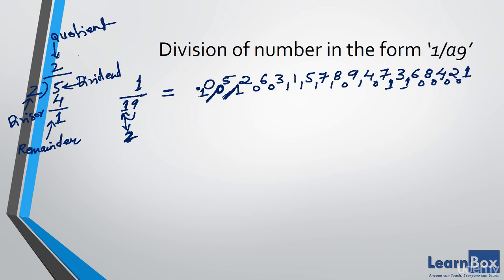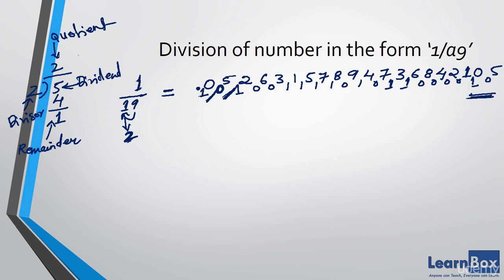So if we notice, we can continue this further after 1 also, then it will become 0 1 5 0. So the numbers will start repeating from here.